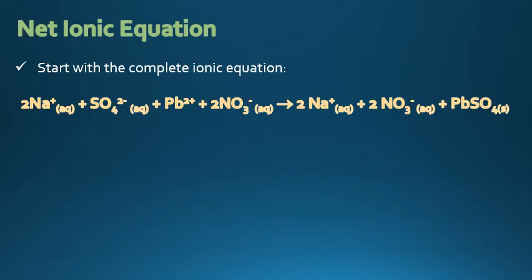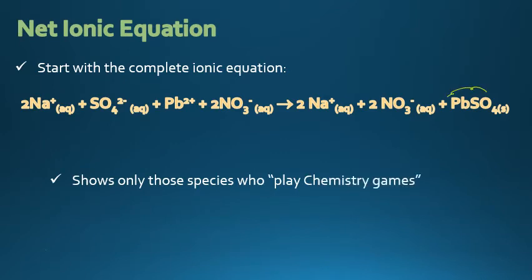Well, the chemistry game in this one was the formation of this guy. So we only care about that. Who went into making lead sulfate? Well, we know it was the lead, and we know it's the sulfate. And the net ionic equation is only going to show those 3 species. Those are the only things that played chemistry games.